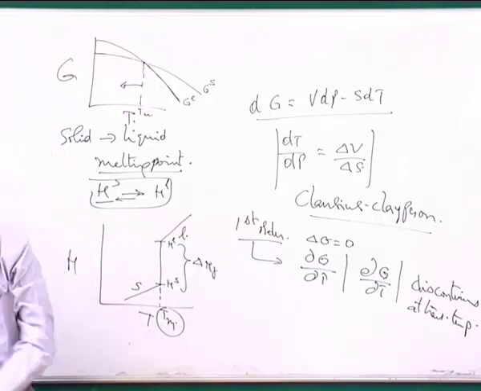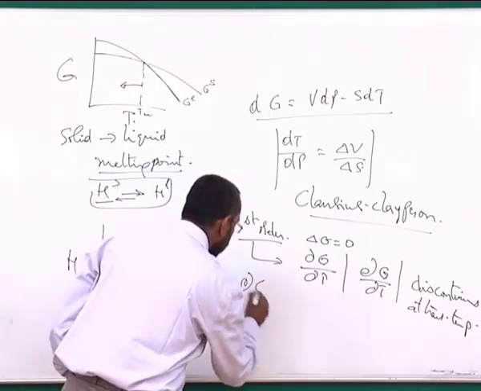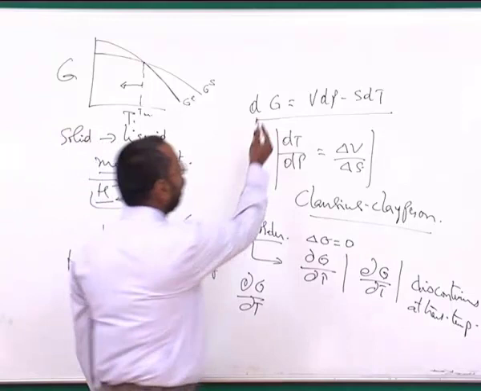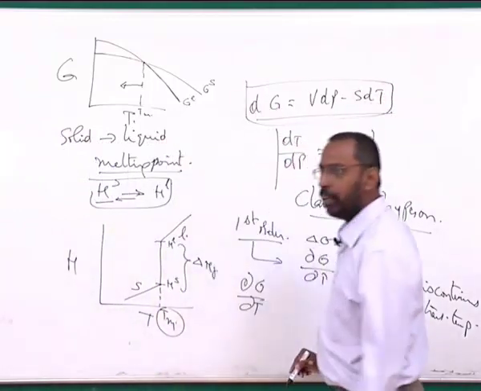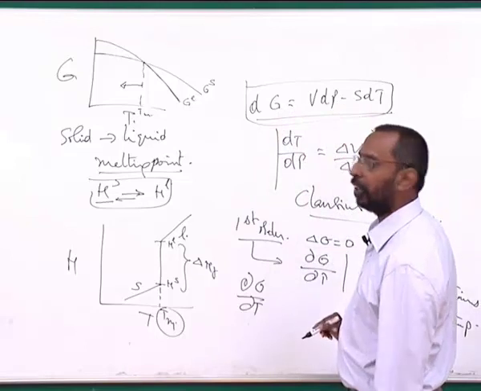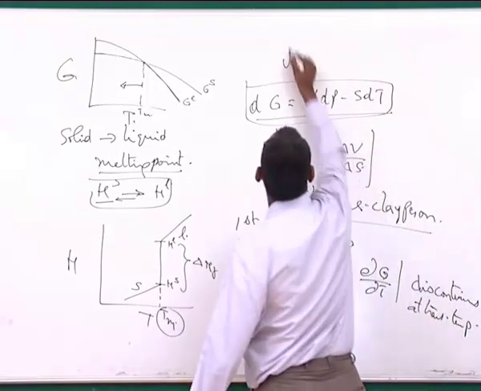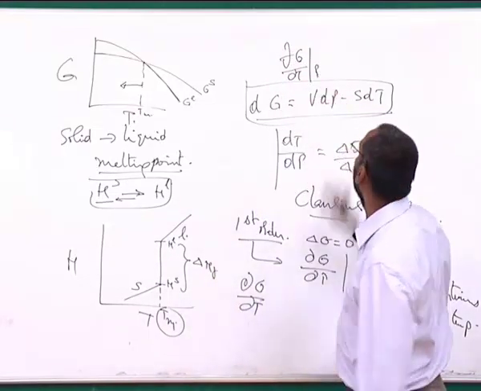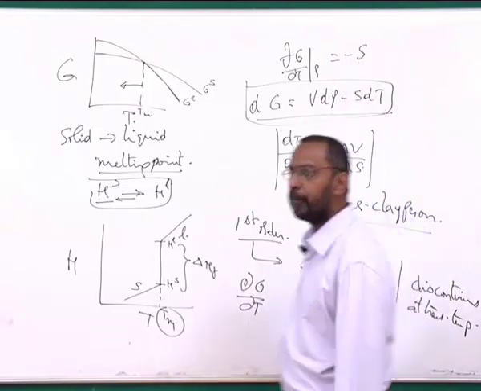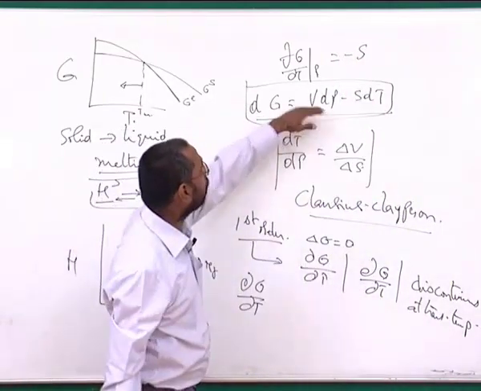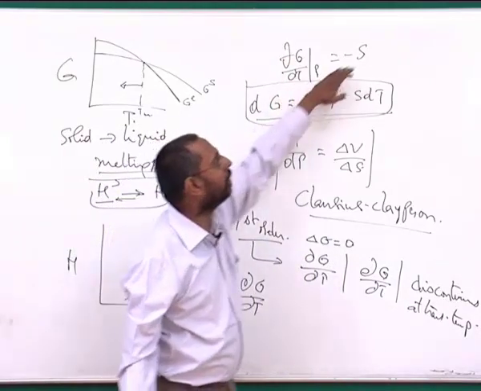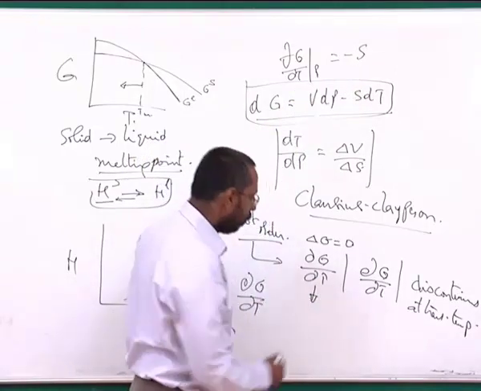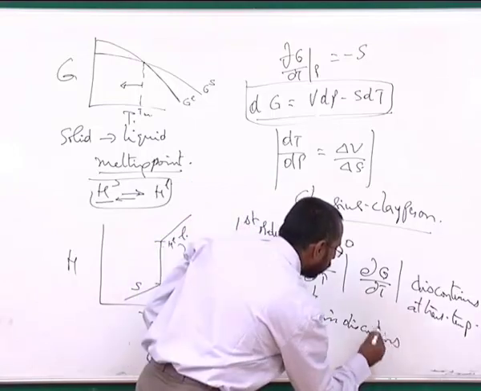And what is that particular slope? If you look at it, dou G by dou T, for example here, in this particular equation, Maxwell's equation, dou G by dou T at constant pressure, if the constant pressure term goes off, is equal to minus S. So at constant pressure, the differential of free energy versus temperature is minus S. So because the differential is S, the first order transformations are those where S is discontinuous at transformation temperature.